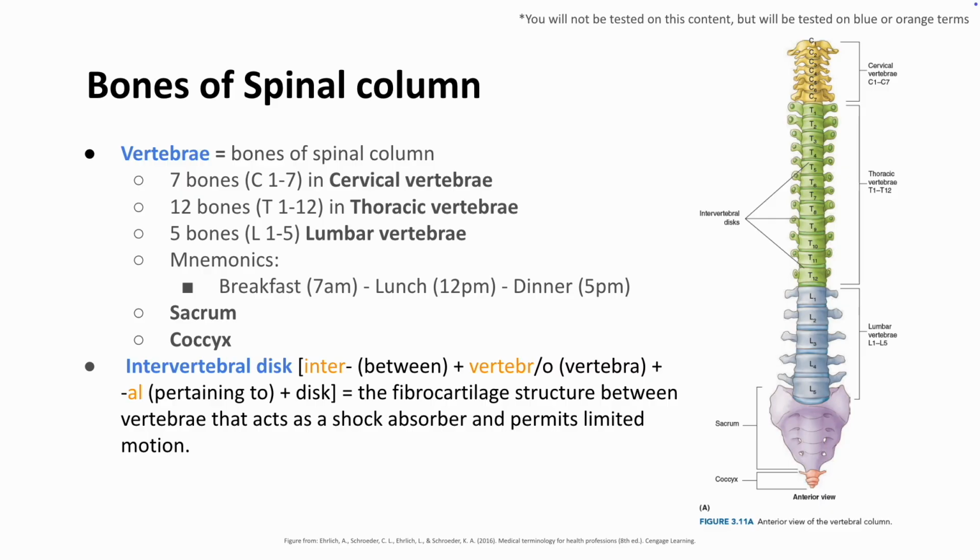Inter, we covered, means between. Vertebral means vertebra, kind of obvious. It's a combining form, suffix al, pertaining to, plus disc. Disc is just disc. It doesn't have any Greek or Latin origin. So an intervertebral disc is a fibrocartilage structure between vertebrae that acts as a shock absorber and permits limited motion.